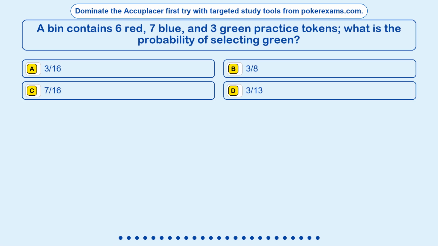Question 10. A bin contains 6 red, 7 blue, and 3 green practice tokens. What is the probability of selecting green? Option A, 3/16. Option B, 3/8. Option C, 7/16. Option D, 3/13.